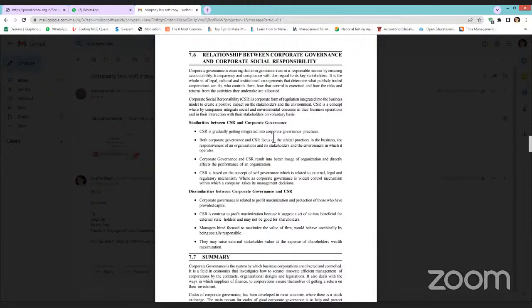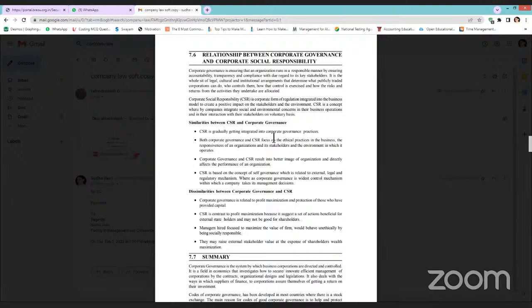Then what is corporate social responsibility? It is where corporate bodies are expected to work to have a positive impact on the shareholders or the stakeholders of the organization and the environment. So let us see the relationship and differentiation.